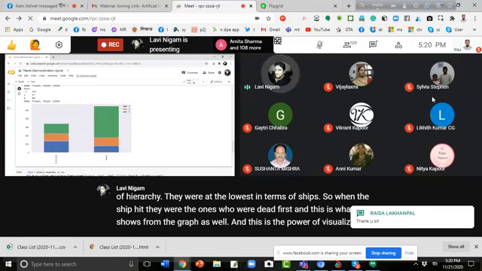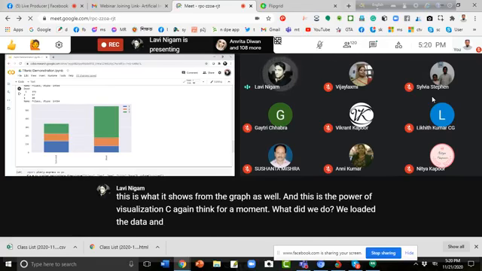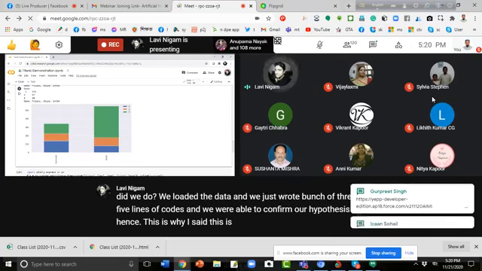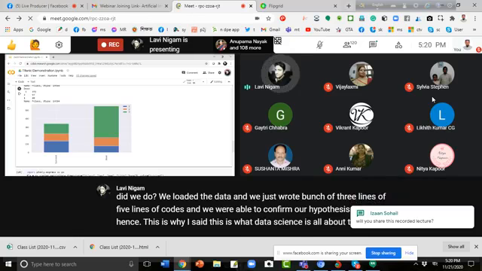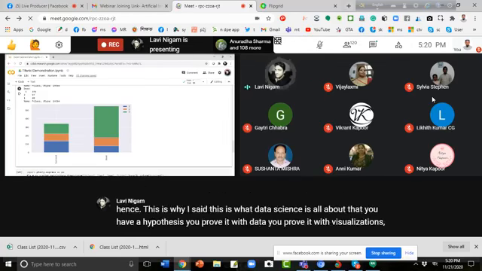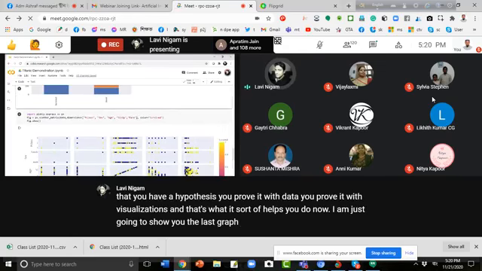See, again, think for a moment, what did we do? We loaded the data and we just wrote 3 or 5 lines of code, and we were able to confirm our hypothesis. And hence, this is why I said this is what data science is all about. You have a hypothesis, you prove it with data, you prove it with visualizations, and that's what helps you.